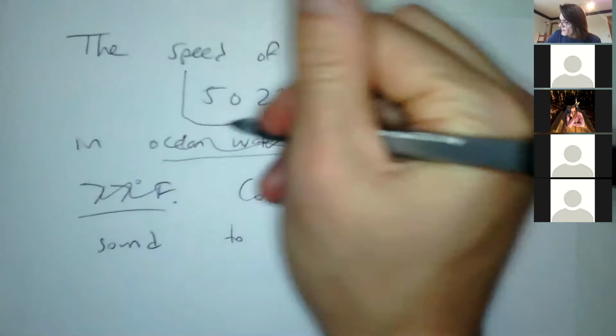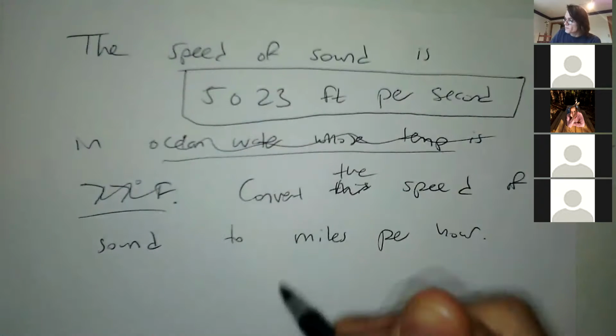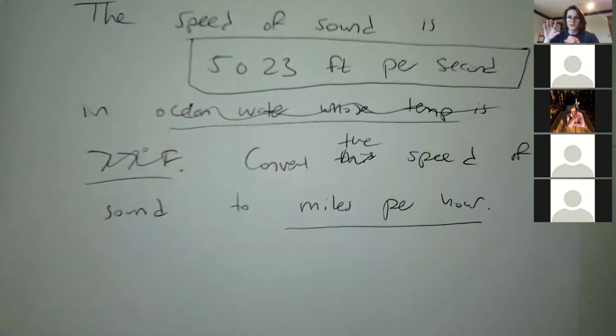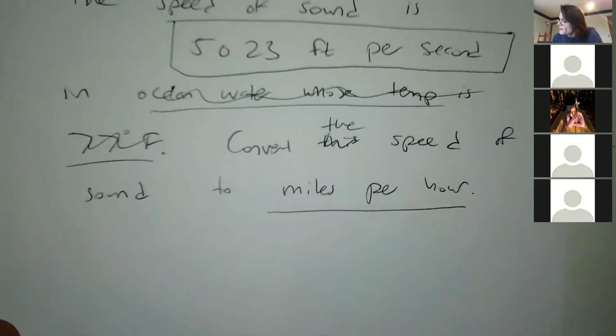So I need to know that the speed I want to start with is 5,023 feet per second. And I know I want to convert that to miles per hour. That's all you need. So scribble out things that you think are necessary. And so let's do it.